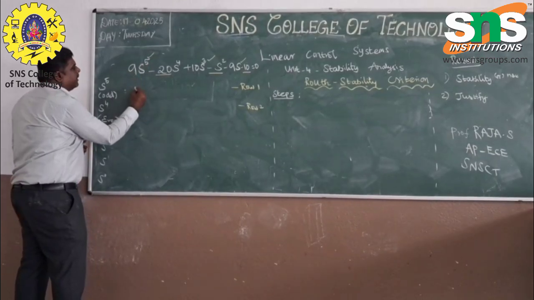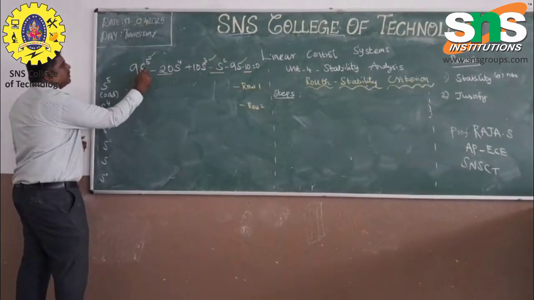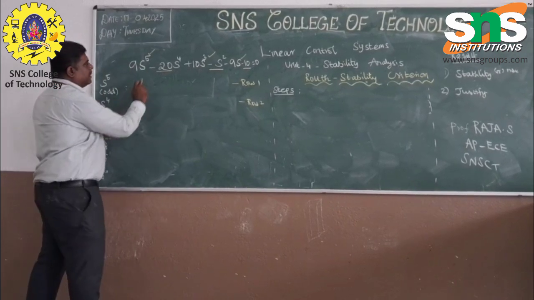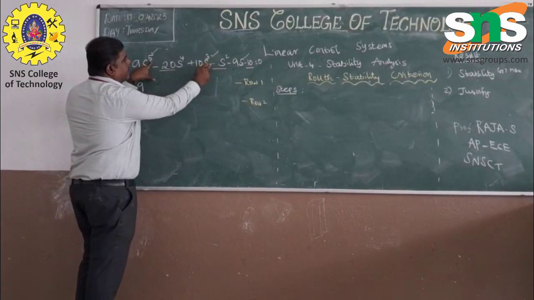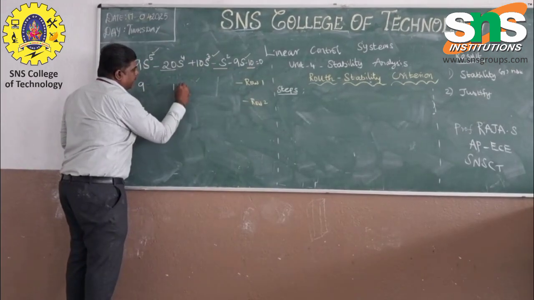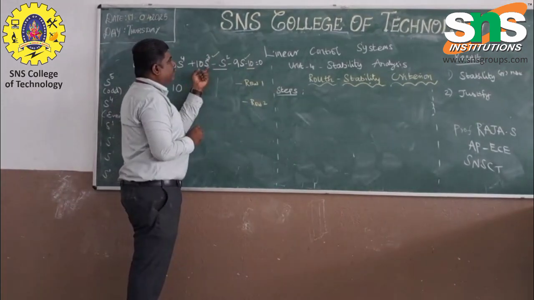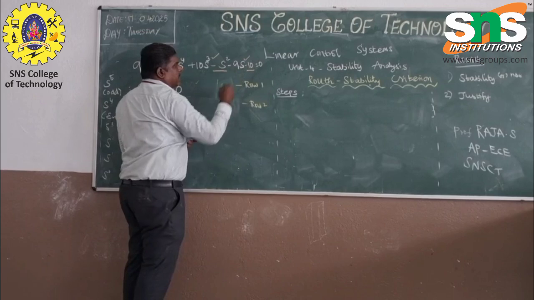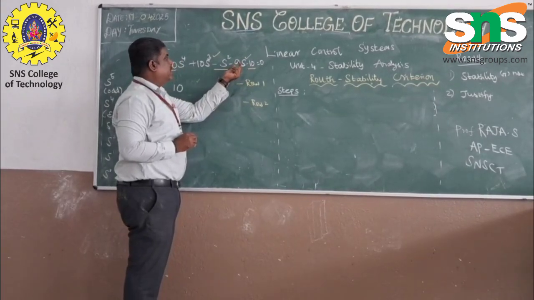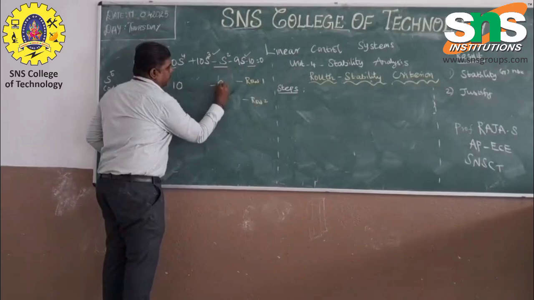So I can write here 9 for s power 5, the first term. After this, the second odd term is s power 3, so the value is 10 here. Then after s power 3, the remaining term is s power 1, so here I am taking the value of minus 9.